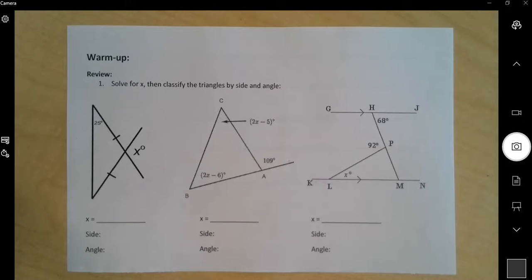So again, I'm playing with it, learning new things every day. Rock on. Okay, here is our warm-up.